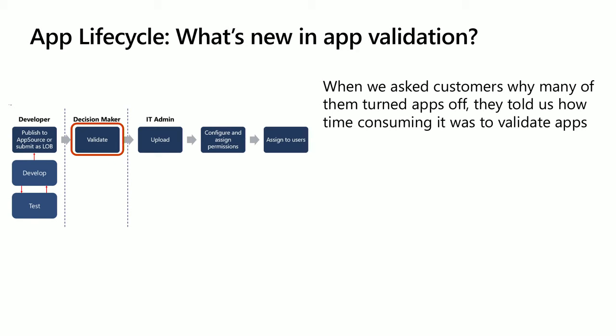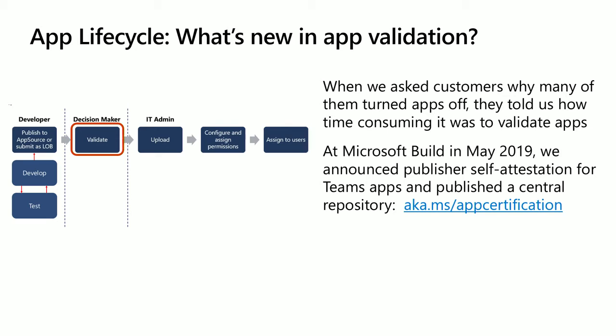So we said, okay, why don't we create a central repository of this information and publish it so it reduces the amount of time that IT has to spend gathering this information, and we can ask our developers to put it in a common format. So that's what we did. In May, we announced publisher self-attestation, meaning that they fill out a questionnaire for their privacy and data handling and security and compliance settings, and they give it to us, and then we published it. We did that for just under 100 apps at the time. Now it's close to 150. We've had a really good response from developers on that. And that's aka.ms app certification.